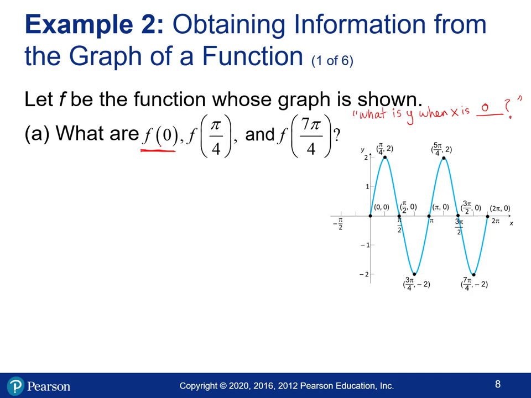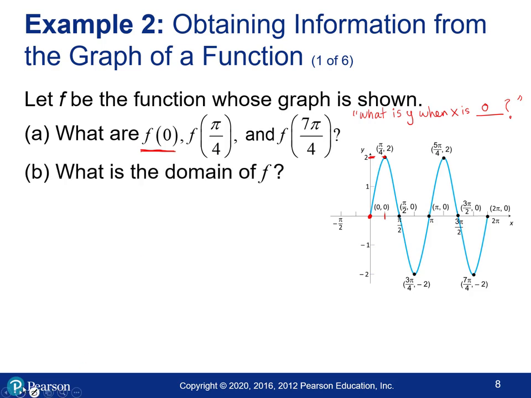Okay, so for that one, x is 0 on the x-axis right here. And so what is the corresponding y value? Well, the point is (0, 0), so y is 0. And then similarly for the next two, f of pi over 4, that would say what is y when x is pi over 4? And so you would look at pi over 4 on the x-axis, and you would say, well, what is the y value? The y value is right here, it's 2. So the answer to that one is 2.